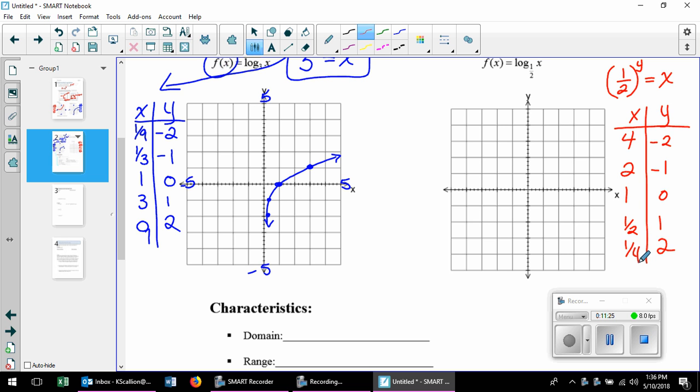Okay, so at 4, I'm at -2. At 2, I'm at -1. At 1, I'm at 0. At 1/2, I'm at 1, and at 1/4, 2. What kind of function is this? Increasing or decreasing? Decreasing. As the x values are getting bigger, my y values are getting smaller. So it's a decreasing function.